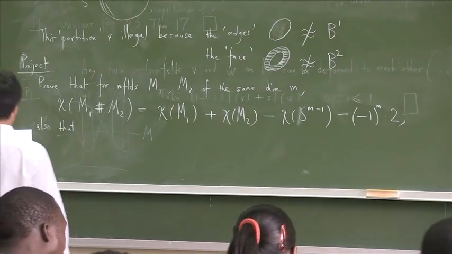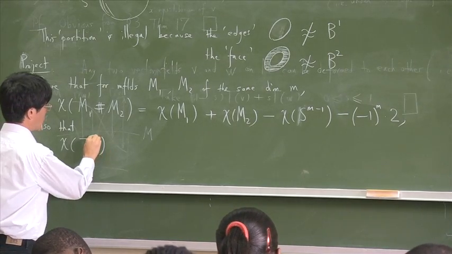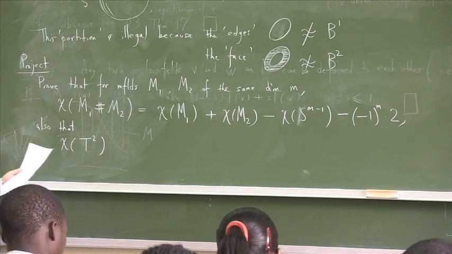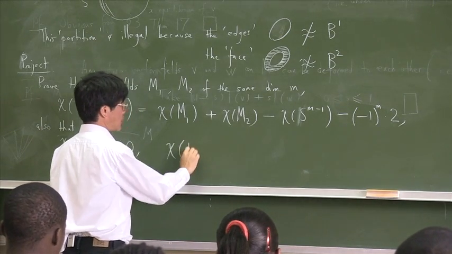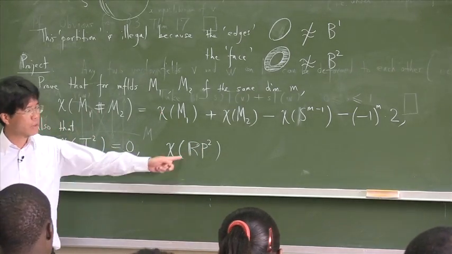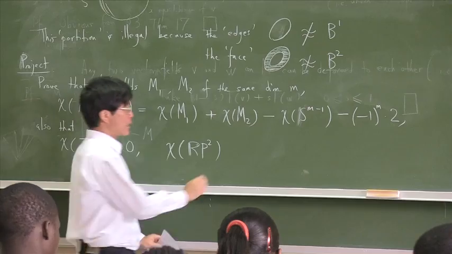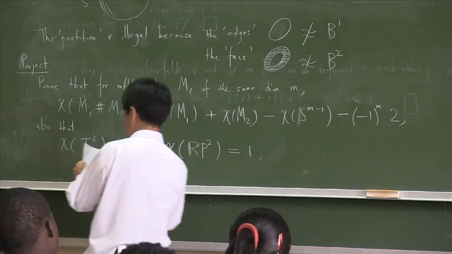Also, by direct calculation or direct picture, you can check that the Euler characteristic for a two-dimensional torus, T2, is equal to 0. And that Euler characteristic for the... What did you call this space? Real projective plane turns out to be, if you just do the picture drawing, 1.